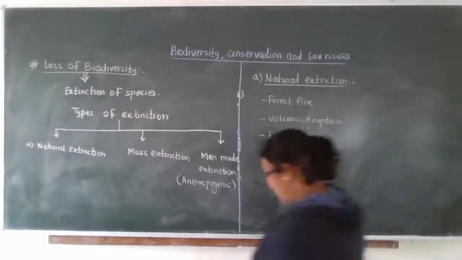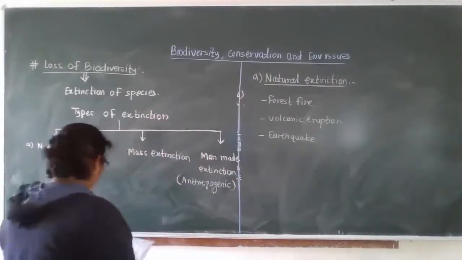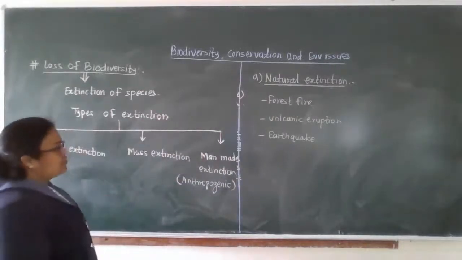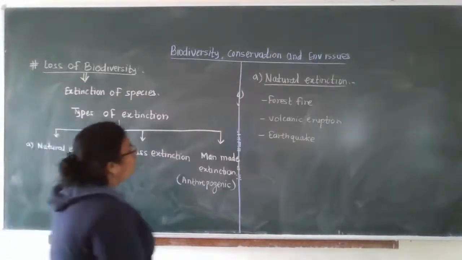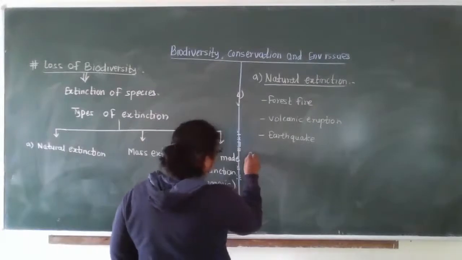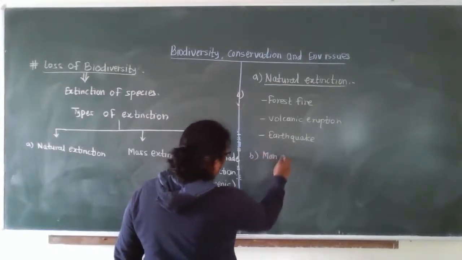Now the next one is man-made extinction, or the second one is mass extinction. We will deal with mass extinction afterwards. First of all, we will deal with man-made extinction. First one, man-made extinction.